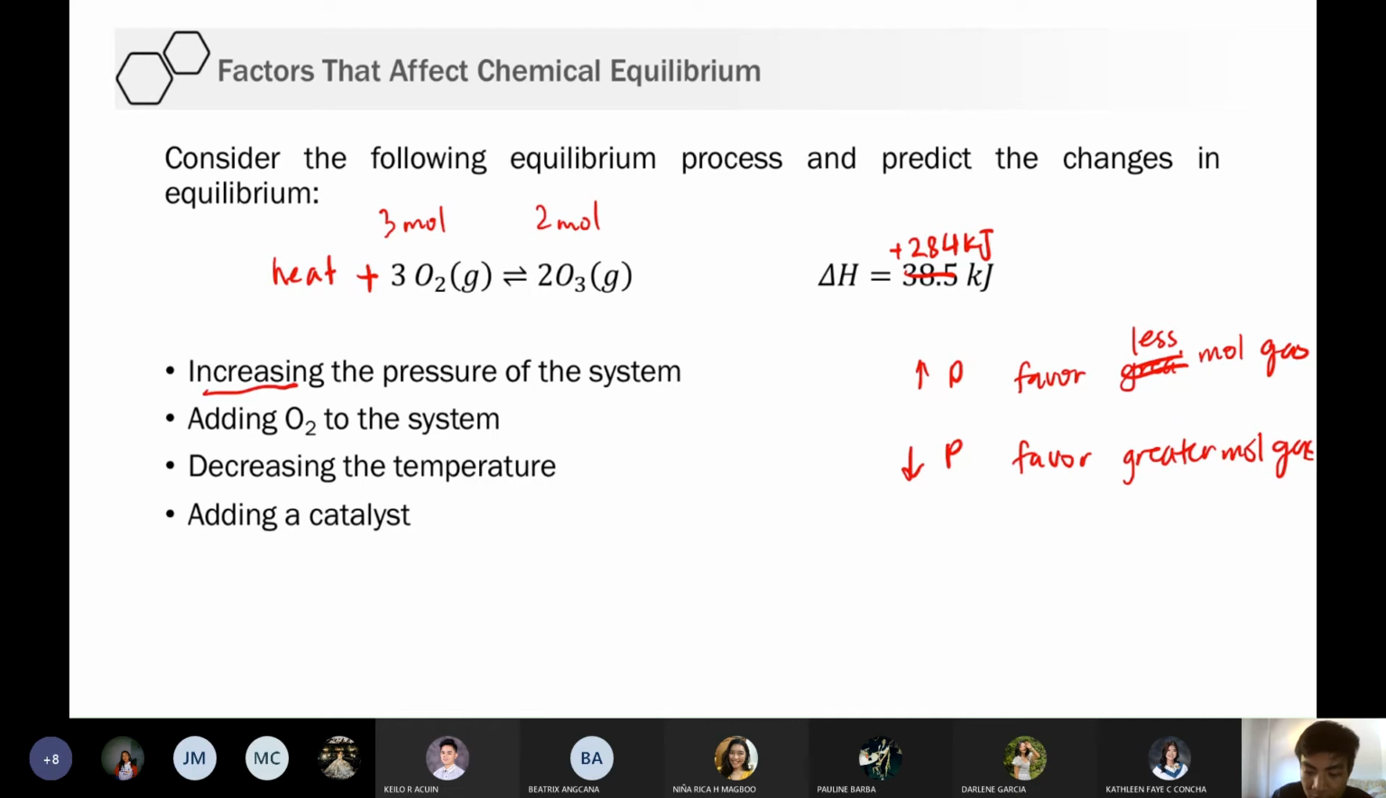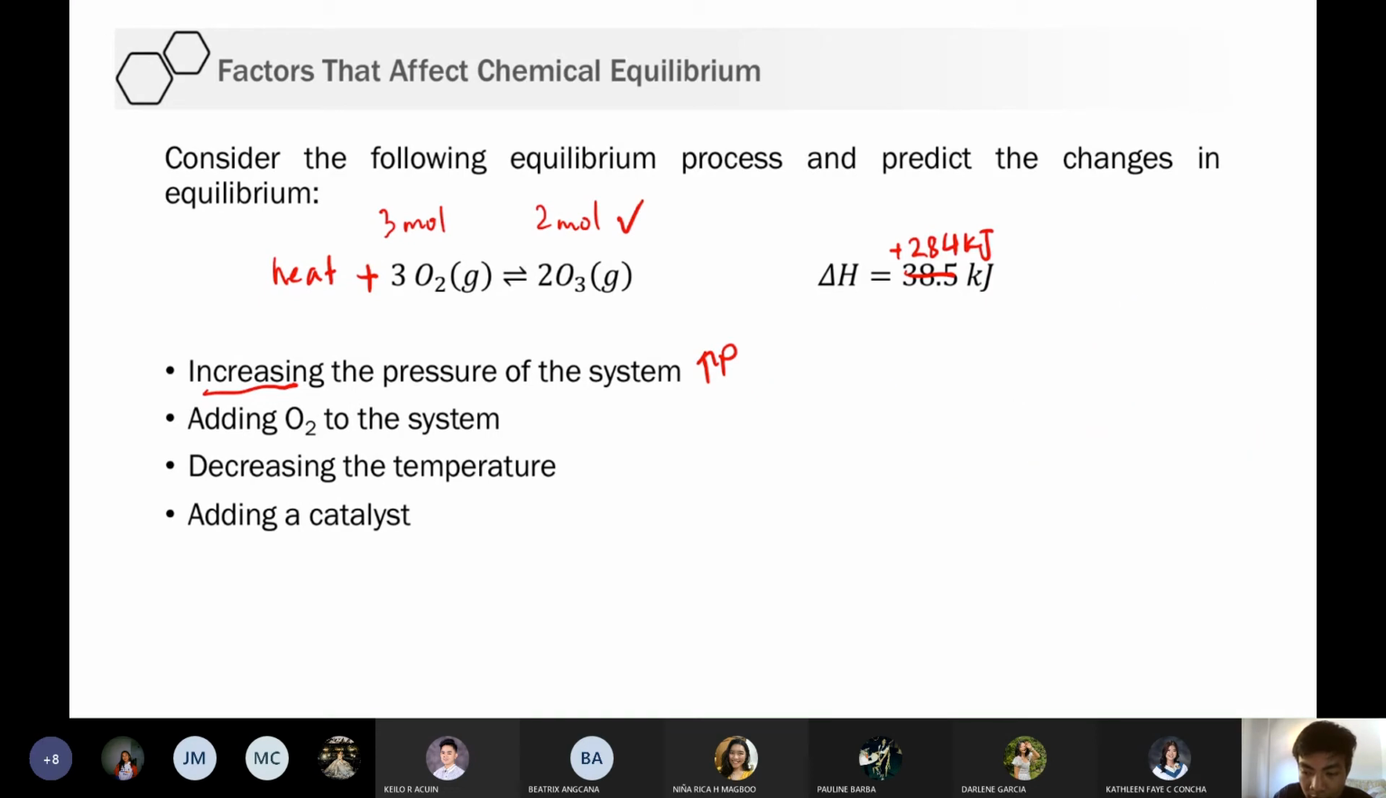Since we increase the pressure here, we will favor the side of the reaction which has less moles of gases, in our case the right side. That means the equilibrium will shift towards the right side. Shift to the right. So the products will be produced in order to achieve the equilibrium.